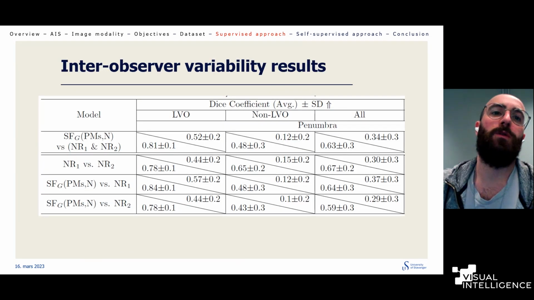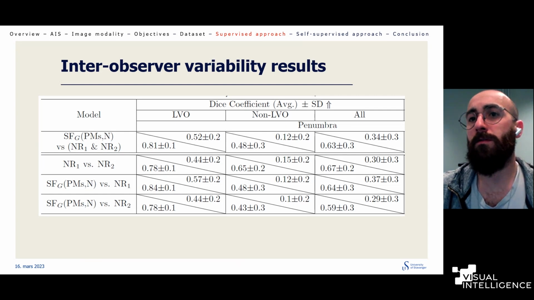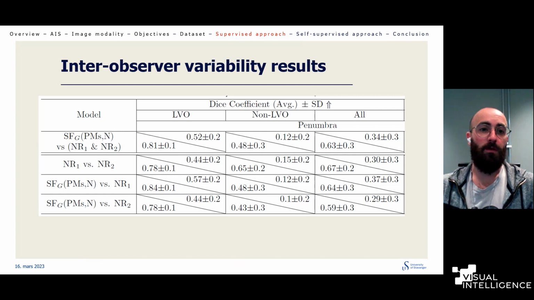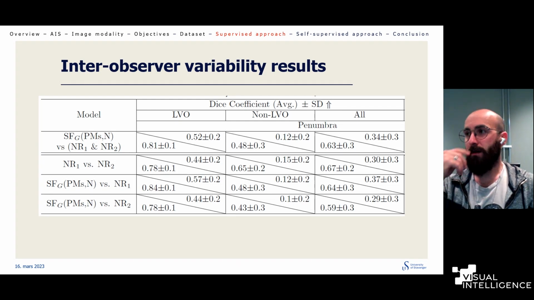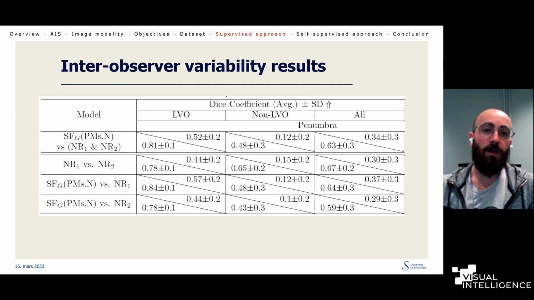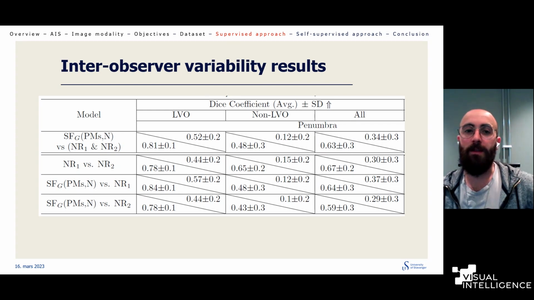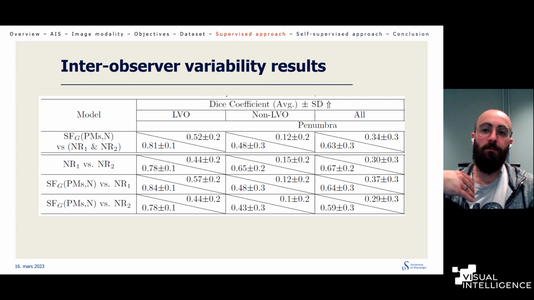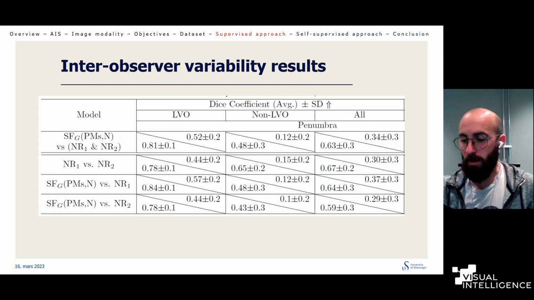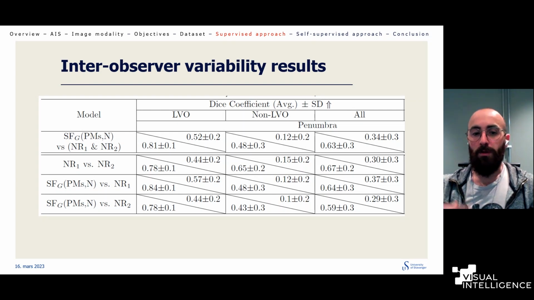We also looked at inter-observer variability, where the model is compared against 2 neuroradiologists who annotated our whole test dataset. We see that the results from this model are pretty similar, not exactly the same, but there is some similarity between our prediction model and the comparison of the two different neuroradiologists.